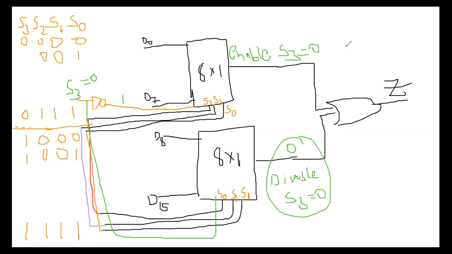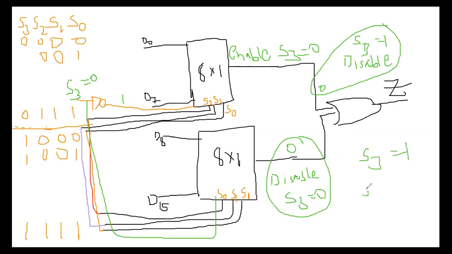Now when I am selecting S3 equal to 1, this one is a disable now. The first one is disabled. The output is always 0 in this condition. And now here it is enabled when S3 is equal to 1. When S3 is equal to 1, the second 8x1 MUX is enabled.